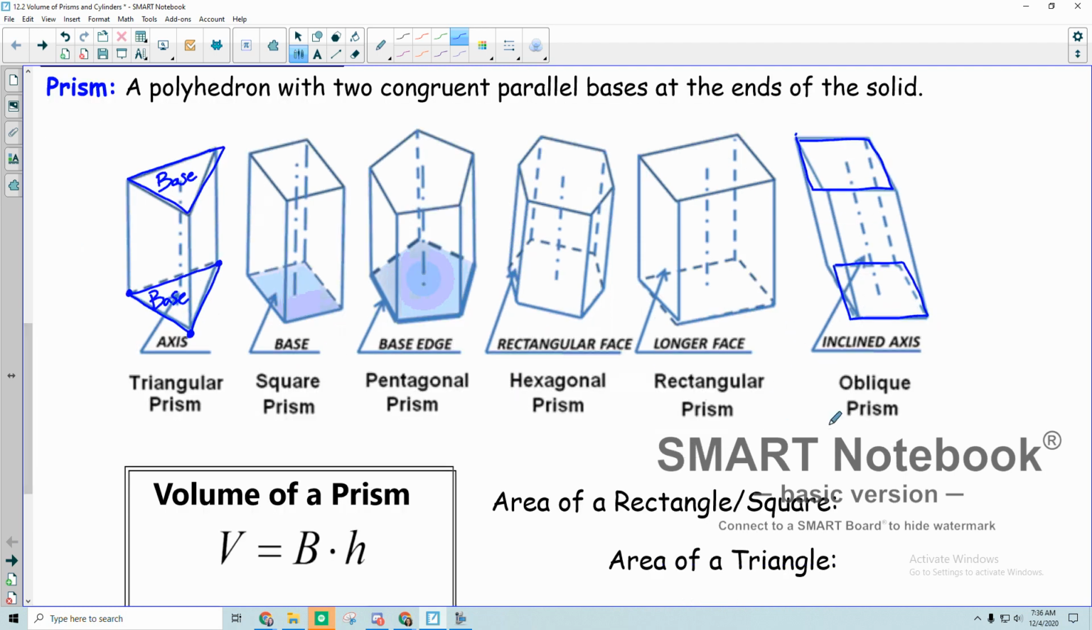Okay. Sorry about this watermark right here. I'll have this out of the shot when I'm doing problems, but just ignore this when we're doing things.